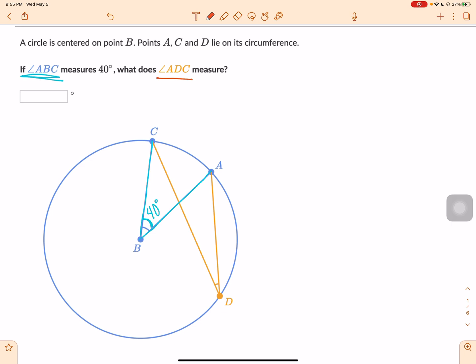So ADC is this inscribed angle right here. Well, we know that inscribed angles are half of the central angles that they share endpoints with. So A and C, they share those endpoints on the angle. So the inscribed angle is half of 40, which would be 20 degrees. Once you know how to identify an inscribed angle versus a central angle, then it becomes a lot easier for you to identify what their measures are if you know one of them.